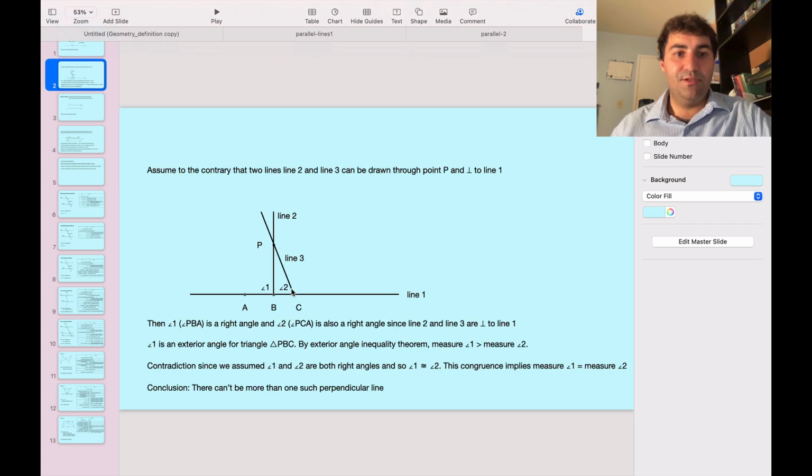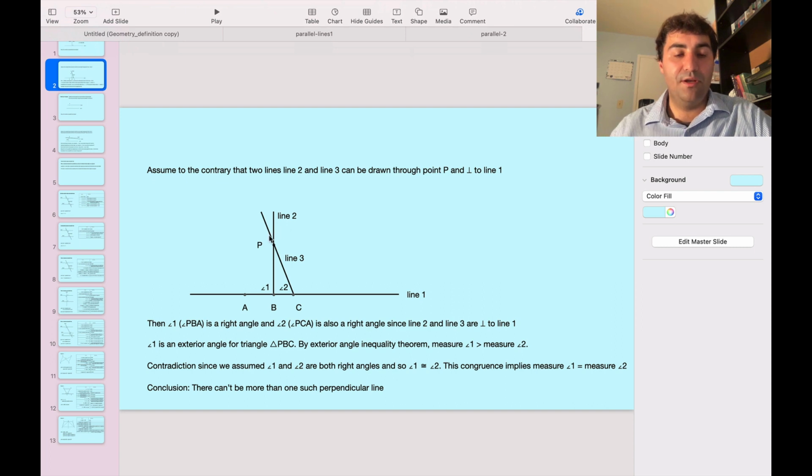Well, let's assume to the contrary that there are two lines, line 2 and line 3, that both can be drawn through point P and that are perpendicular to line 1. Then since line 2 and line 3 are both perpendicular to line 1, angle 1 here is going to be a right angle, and angle 2 here is going to be a right angle. Why? Because perpendicular lines meet at right angles, right?